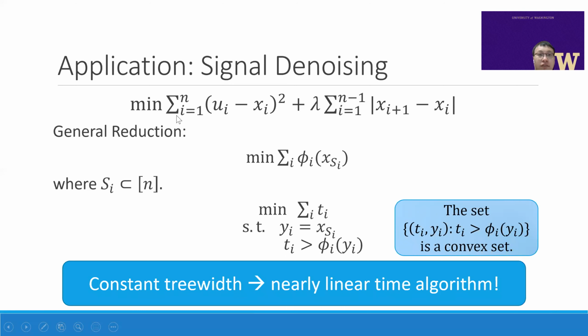And because for the signal denoising problem, each variable is only copied constant many times, this implies the constraint matrix here has constant treewidth, and it directly gives us a nearly linear time algorithm.